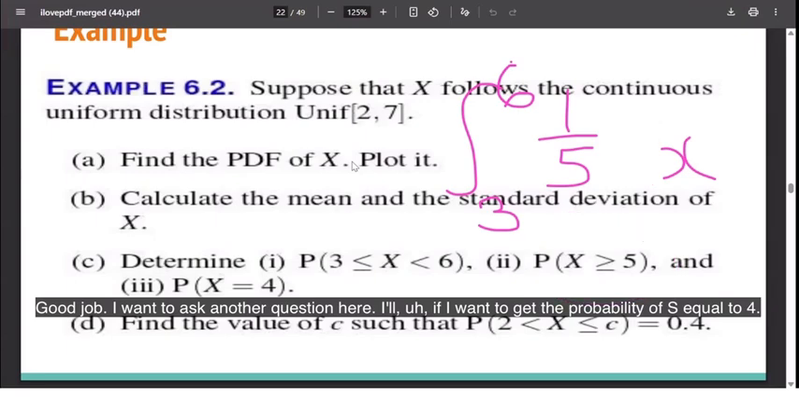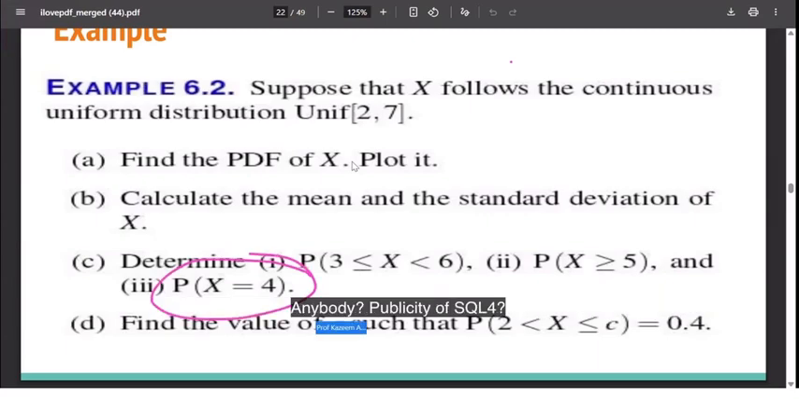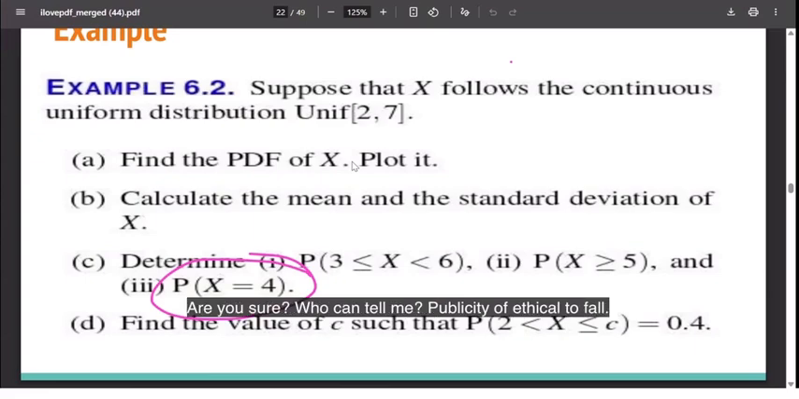I want to ask another question here. If I want to get the probability of s equal to 4, anybody? Probability of s equal to 4? Are you sure? Who can tell me? It's going to be 0. Send me a message for extra credit. Because the probability that a continuous random variable will be an exact value is 0 all the time. So the probability of s equal to 4 is 0.